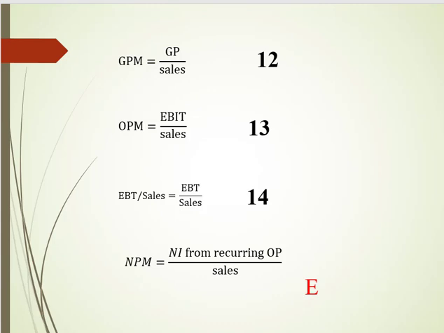Gross profit margin measures our ability to control production expenses. It's just gross profit divided by sales. All of these line items, by the way, come right off of the common size income statement. Operating profit margin: how well do we control the expenses of actually running the company? EBIT divided by sales gives us a bottom line type of number excluding taxes, which makes it a very good number to make comparisons to industries, etc. And of course, the net profit margin is just net income from recurring operations divided by sales.